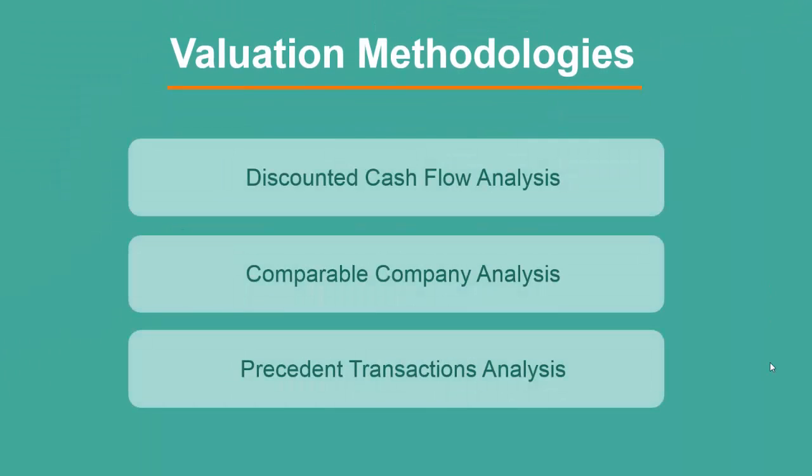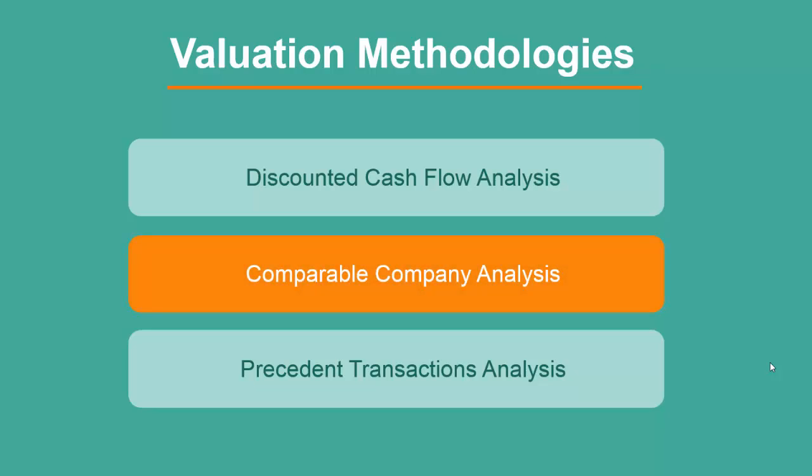So, when you're asked to value a company, there are three primary ways of doing so, especially in the investment banking sense. There's the discounted cash flow analysis, the comparable company analysis, and the precedent transactions analysis. The comparable company analysis is what we're going to look at today.